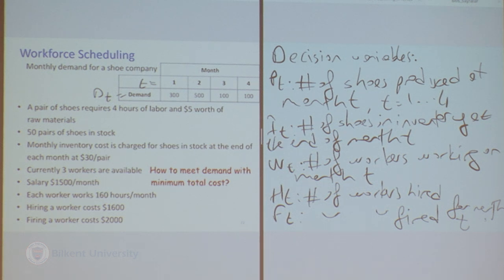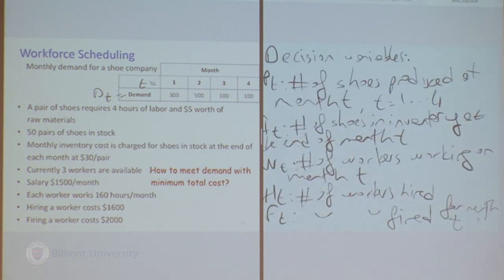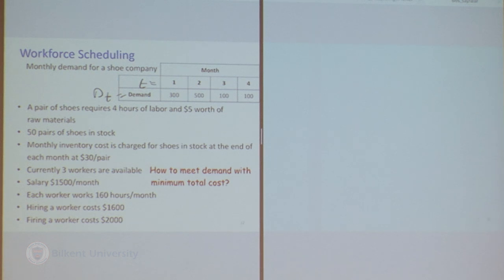Yes? Do we need to do WT because it's going to change based on HT and FT? Yes, it will change based on HT and FT, but it's easier to start like this. Some of them are called induced variables. You can write it as a function of the rest of the group. But for learning purposes, let's start with that. We will have an equality, yeah. Okay? All right, my decision variables are on the last page.